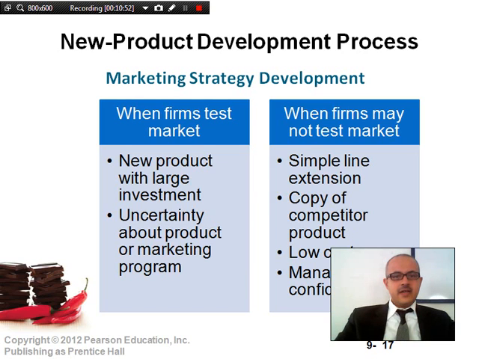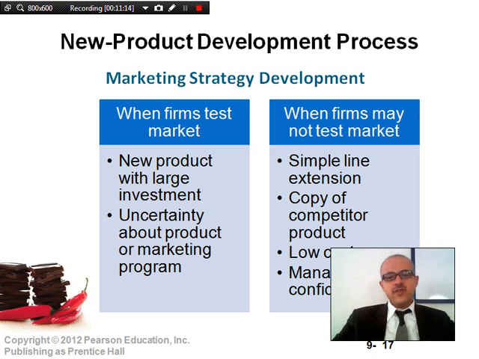It says here marketing strategy development. We have here when firms test market and when firms may not test market. A new product with large investment, uncertainty about product or marketing program, that's when you have to test the market. It's a completely new product and so much money will be spent, you want to actually go and test it.